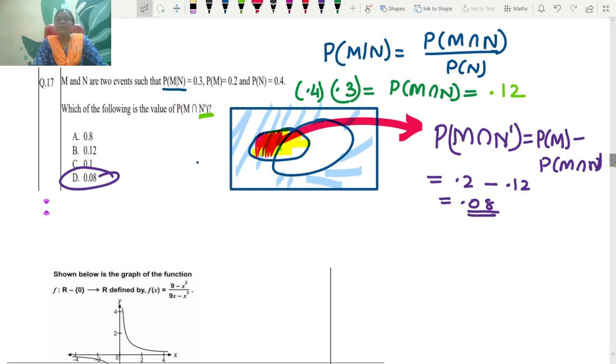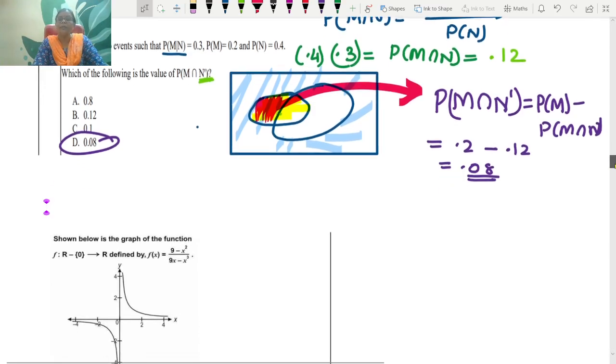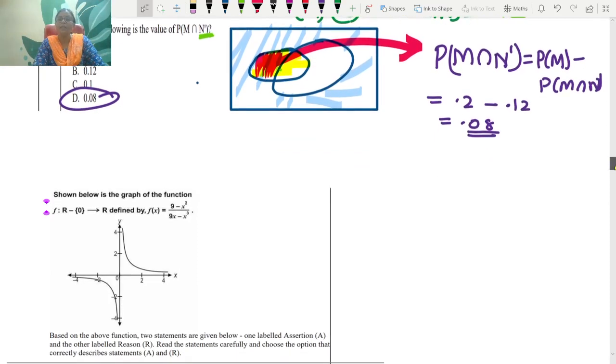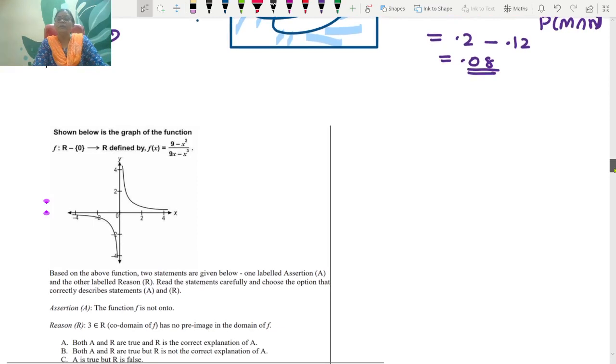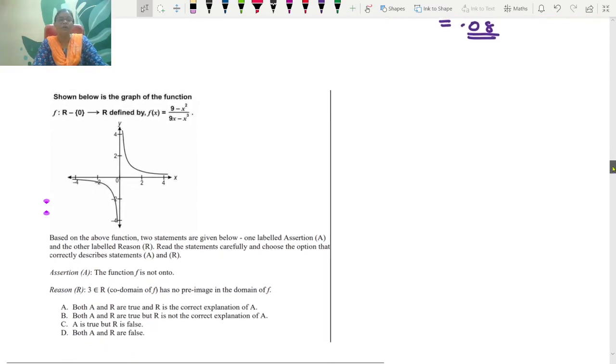So are we not touching the minor information that is there in each of these questions? So this is definitely going to refresh or help you to revise the topics.